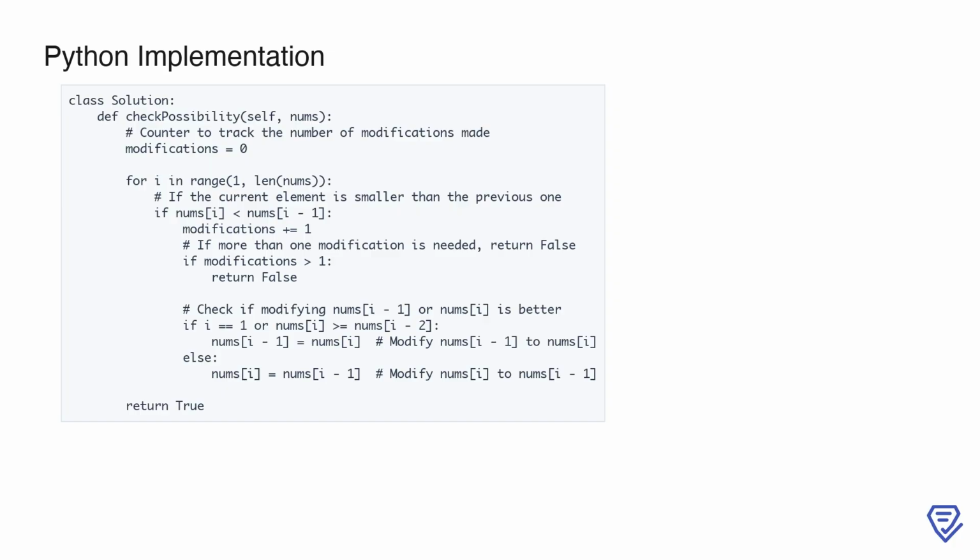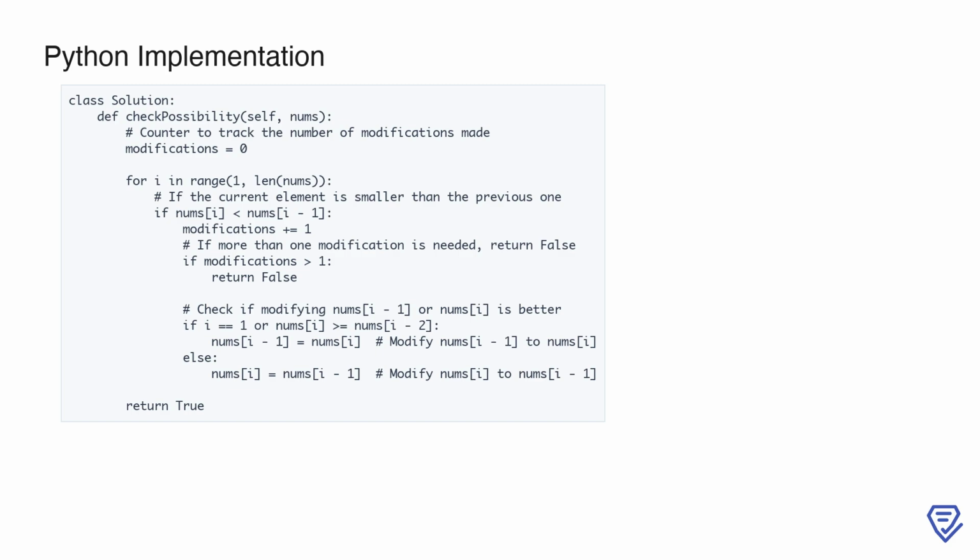If the violation is at the start of the array or if modifying the previous element, nums[i-1], won't create another violation, it adjusts nums[i-1] to match nums[i]. Otherwise, it modifies nums[i] to match nums[i-1]. These adjustments ensure the array remains as close as possible to its original structure while satisfying the non-decreasing condition.